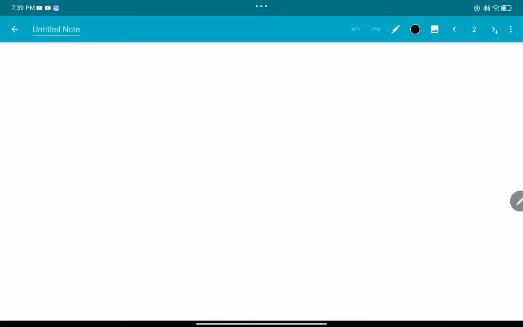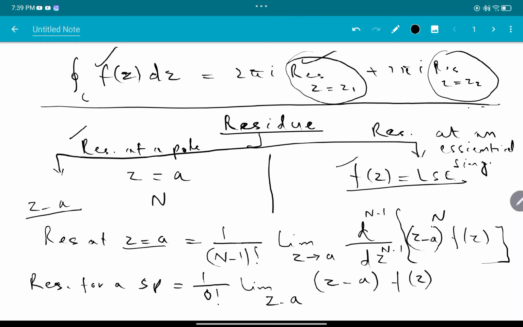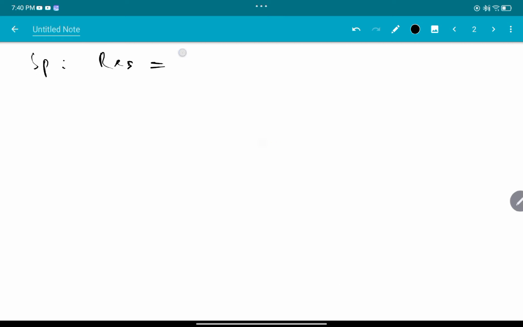We will collect it here. For a simple pole, the residue is equal to, I will not write residue at. Since it's a simple pole, its order is 1. Now there may be more than one simple pole, but this procedure will be the same. The first thing that we have to write is the limit as z tends to a, simple pole at a, of (z minus a) times f(z).